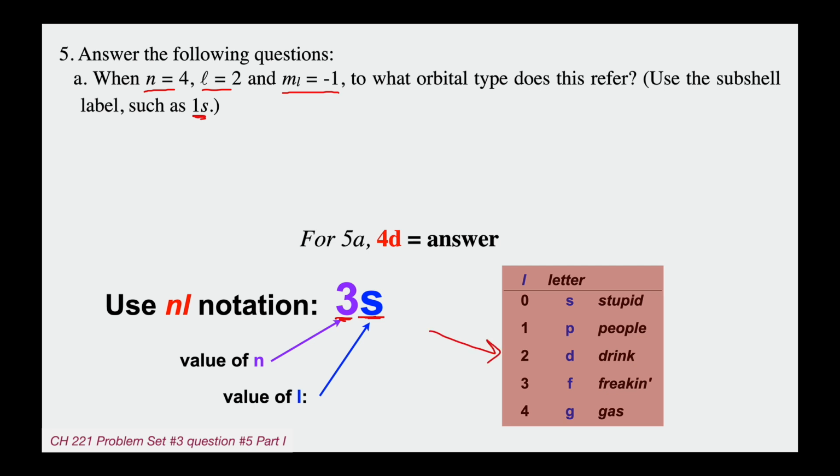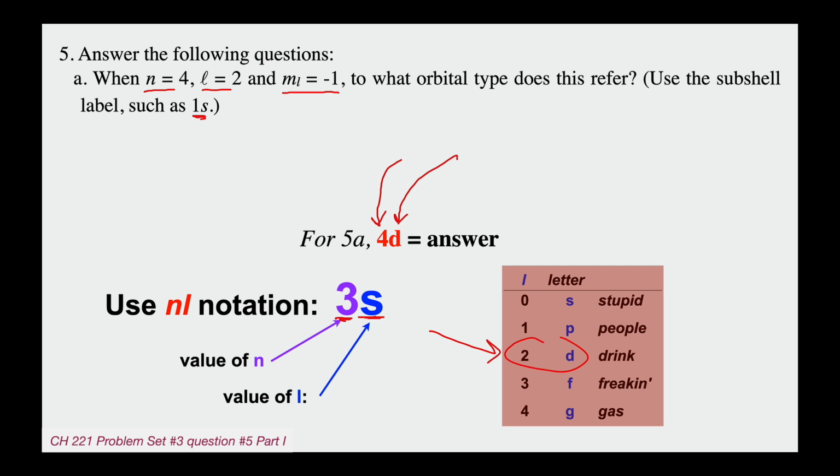And we talked about S, P, D, F, G corresponding to l of 0, 1, 2, 3, etc. So for our problem, n equals 4. And if l equals 2, that means you have a D subshell. So you would write 4D for the answer here.